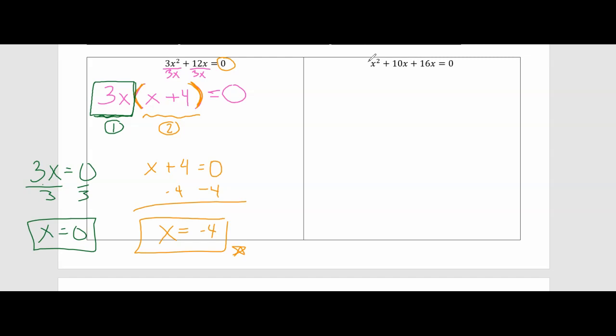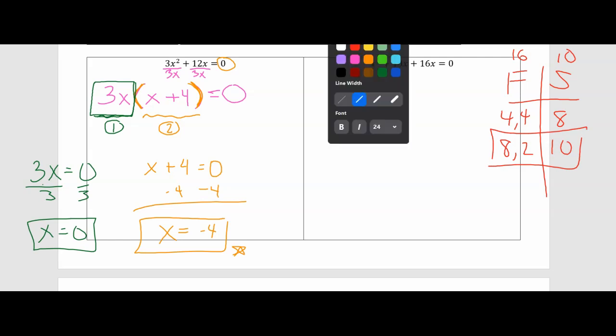Let's look at the one on the right. Again, pause the video if you haven't already and attempt to factor that. It's a different type of factoring than GCF. You can use a factor sum chart here. Okay, so I'm going to be looking for factors of 16 that sum to positive 10. Well, I've got 4 and 4. Those sum to 8, though. I've got 8 and 2. Well, those sum to 10. Those are the ones I must use.